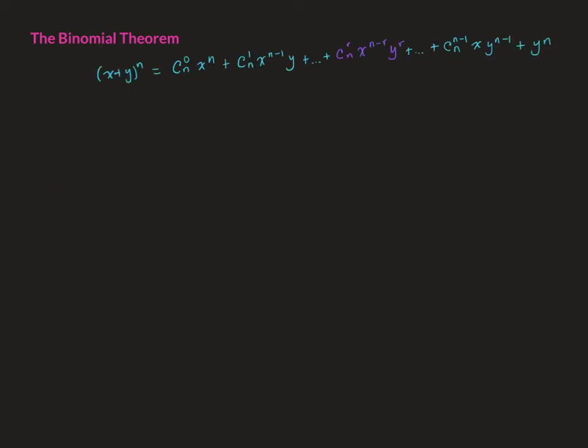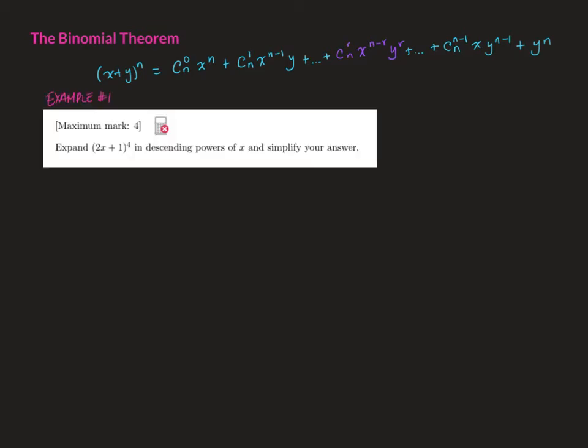So let's go ahead and move on to using the binomial theorem to find expansions of binomials. In our first example, we are asked to expand the binomial (2x + 1)^4 in descending powers of x, simplifying our answer.